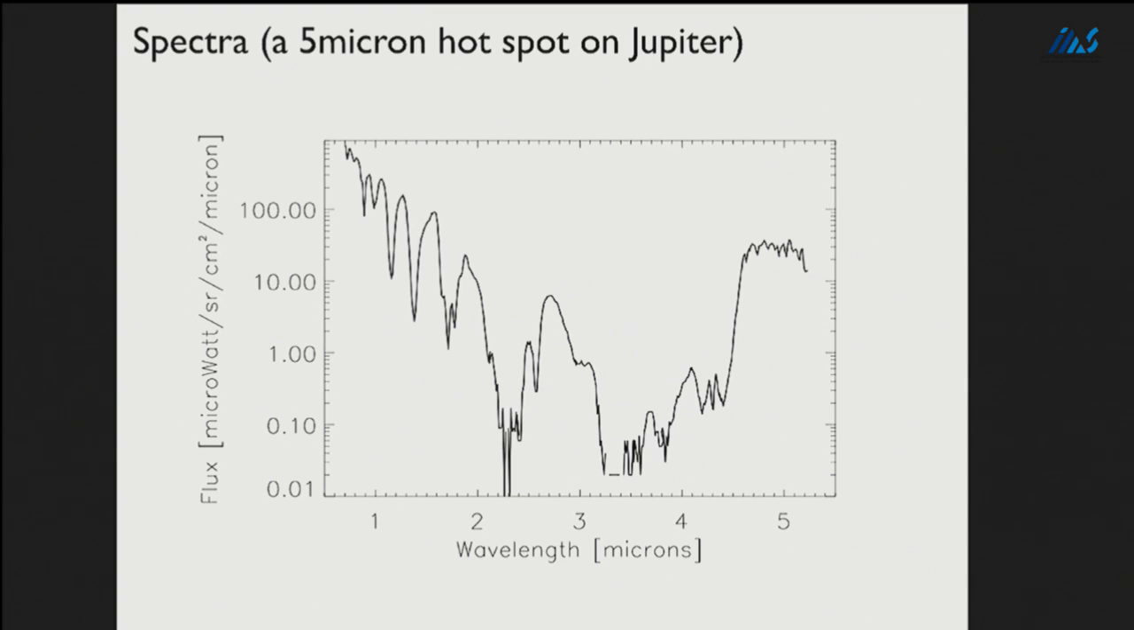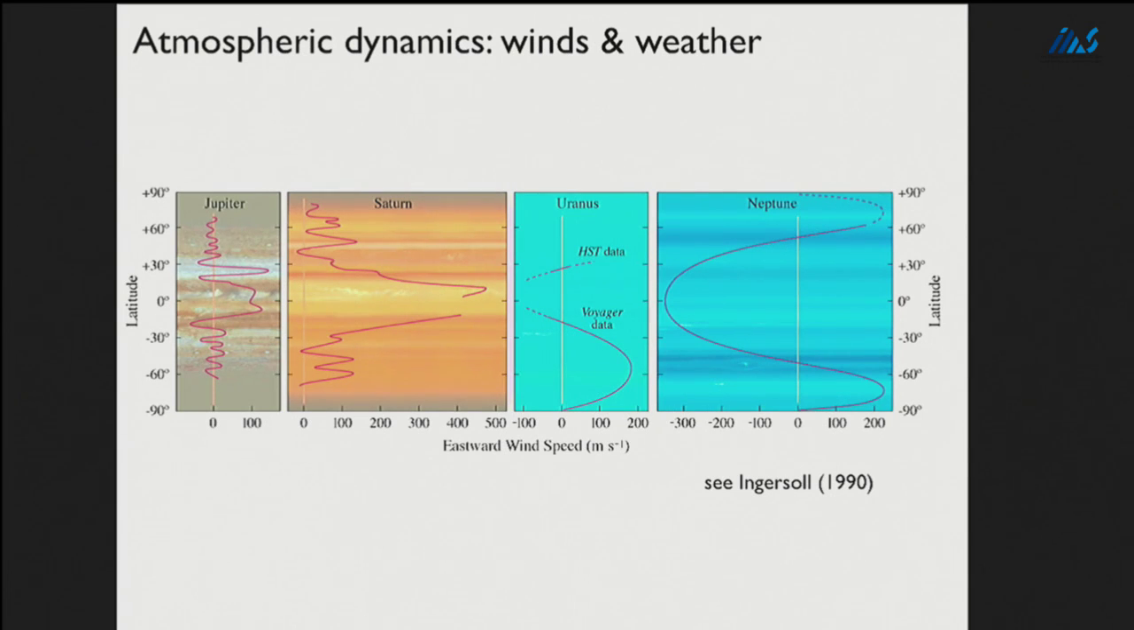But in some regions you're able to probe much deeper, so you're probing levels which are much hotter, especially if there are no clouds. So this is the case of these 5-micron hotspots. And it depends a lot on which species is absorbing. So these spectra carry a lot of information. Okay, so, Adam showed you that.